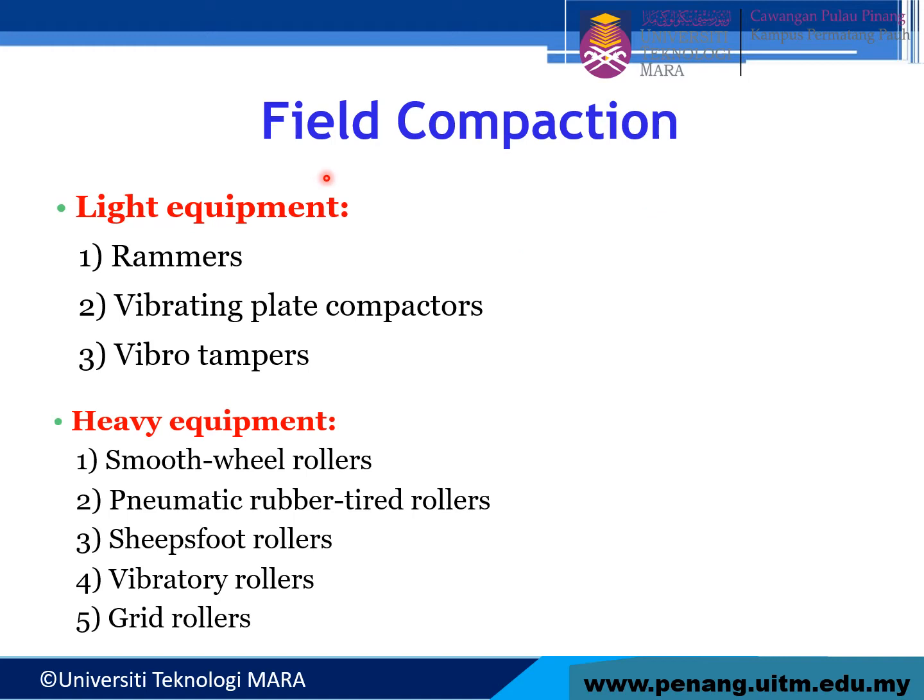Alright, for field compaction, we have light equipment and also heavy equipment. Examples of light equipment are rammers, vibrating plate compactors, and vibro tampers. Examples of heavy equipment are smooth wheel rollers, pneumatic rubber tire rollers, sheepsfoot rollers, vibratory rollers, and grid rollers. These are all the heavy equipment.